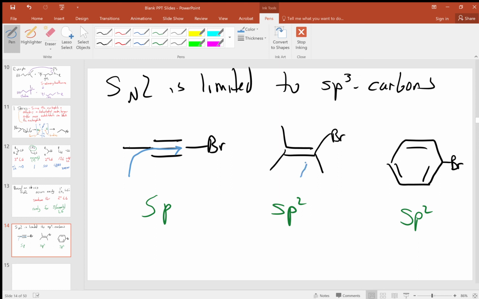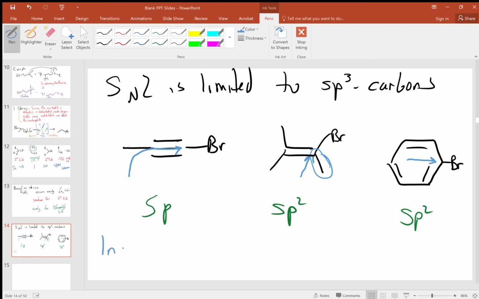With the alkene, it's not quite as bad, but this group down here, it turns out, is close enough that it hinders significantly with any nucleophile attacking. And in the case of the aromatic ring, 180 degrees opposite the leaving group would actually be in the middle of the aromatic ring. So basically, for anything that's not sp3 hybridized, the backside of the leaving group is just too sterically hindered.